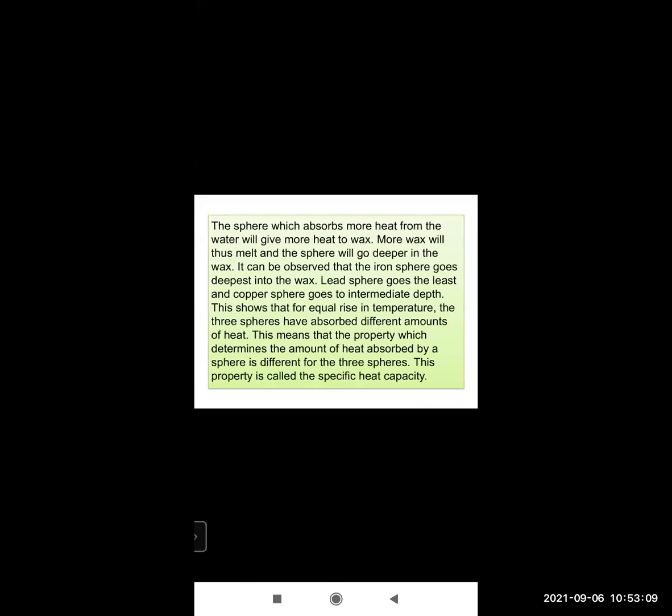Now from this activity, what we can say is that even though all three spheres are heated to the same temperature, each of them has absorbed a different amount of heat. This means that the property which determines the amount of heat absorbed by a sphere is different for the three spheres, and this property is called specific heat capacity, right?